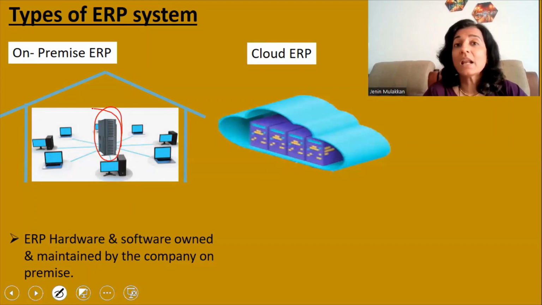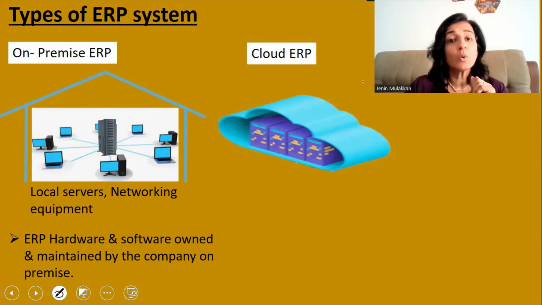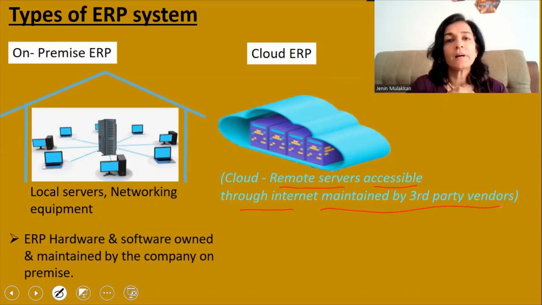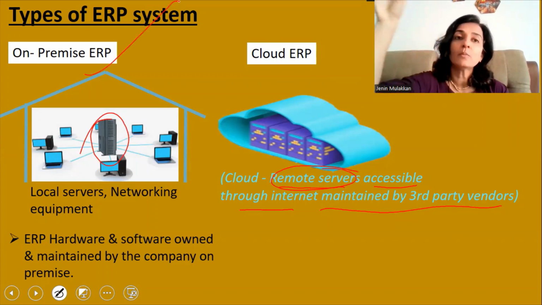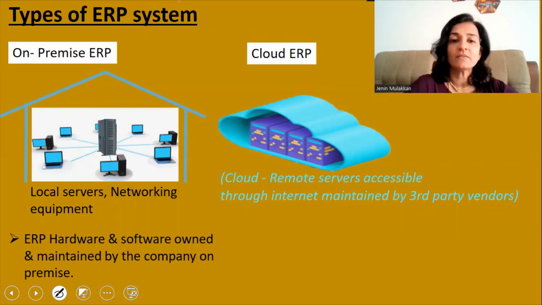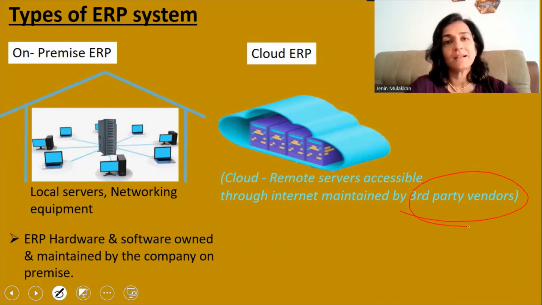Now coming to the cloud ERP. What do you mean by cloud? Cloud refers to the remote servers accessible through internet maintained by third-party vendors. So first of all, you have to understand that it is remote servers. The servers are located in remote locations. That is, it is not situated within the factory premises. And how do we access these servers? It is accessible through the internet. And who's maintaining these servers? It is basically by third-party vendors.